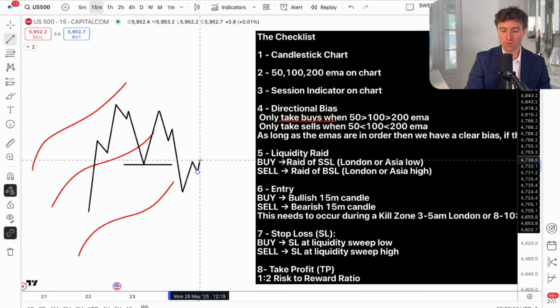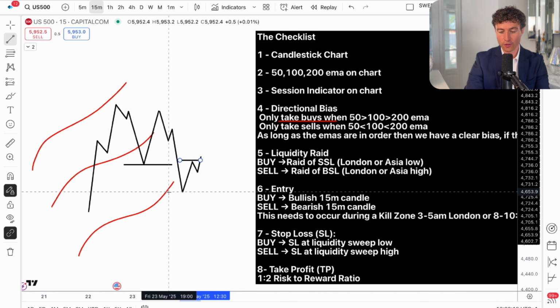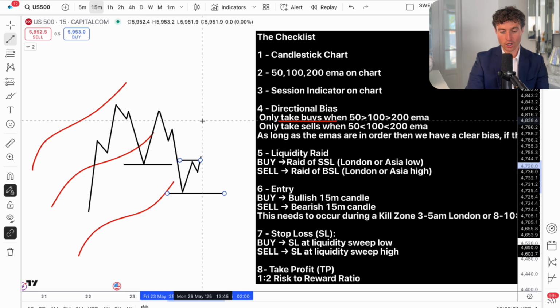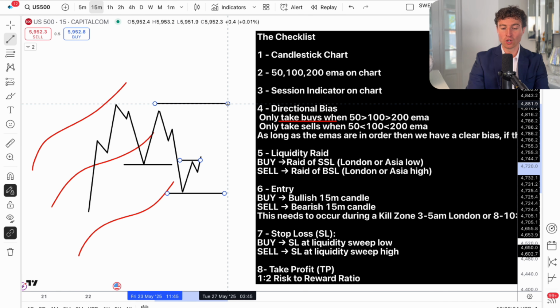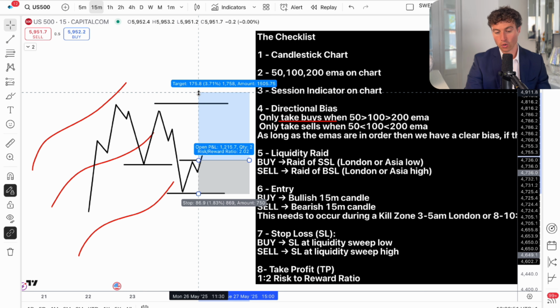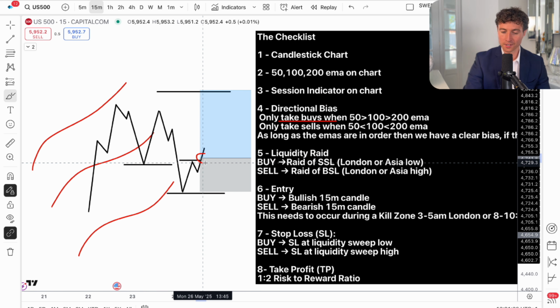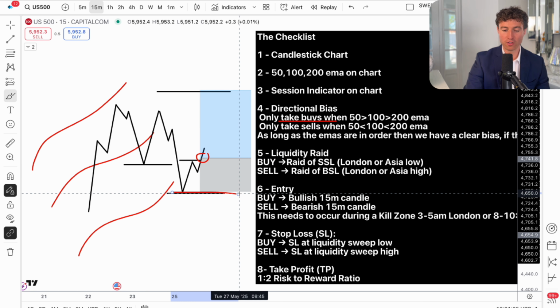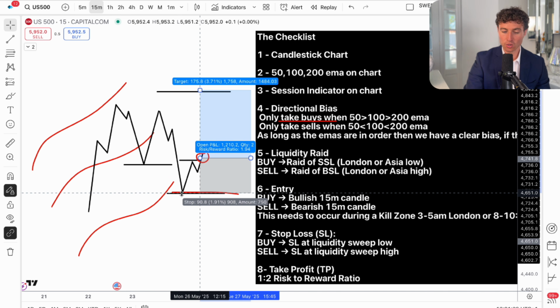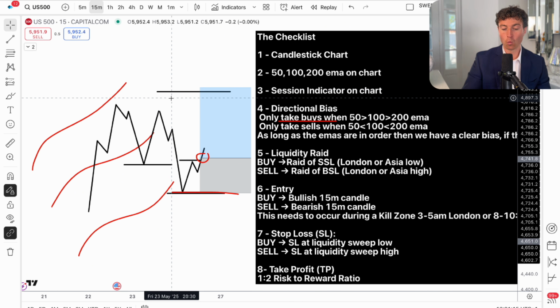We can enter as we break this 15-minute candle high. Stop loss will go at the low of this liquidity sweep, and then we can look at targeting a mechanical 1 to 2 risk to reward. So our trade would look something like this, where we're triggered long right here. Invalidation goes at the low of the liquidity sweep.